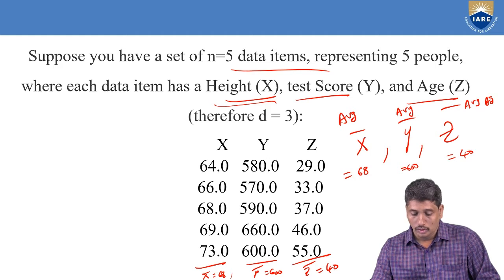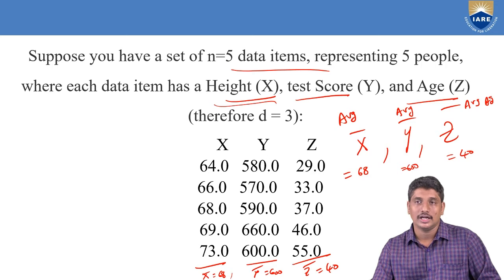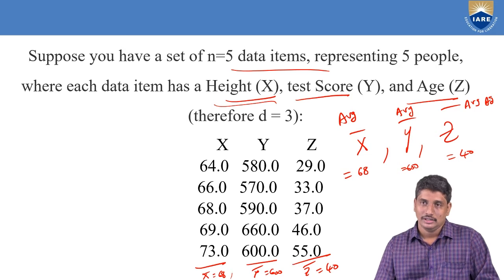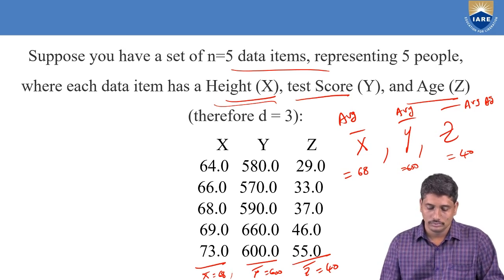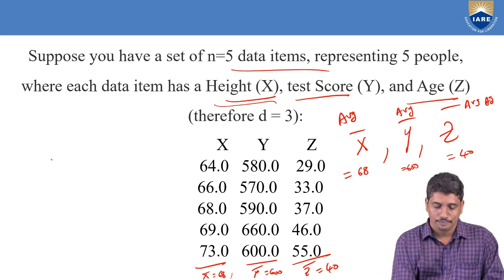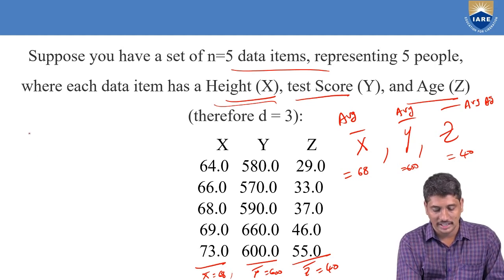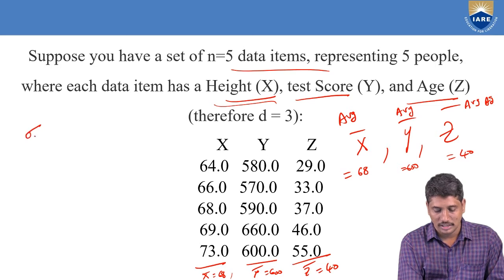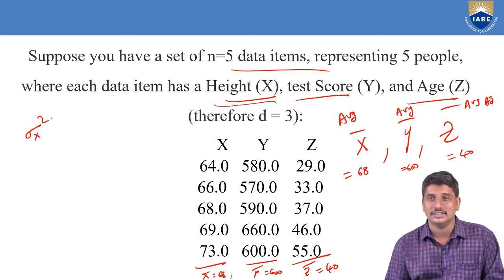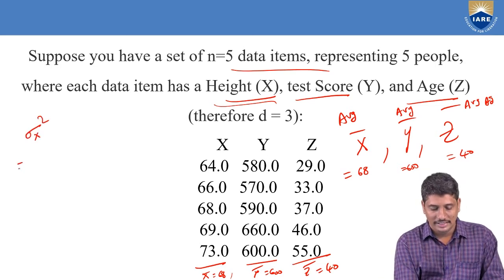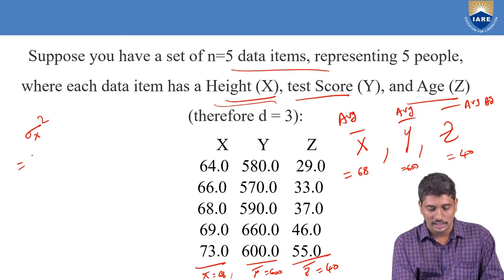Now we are going to calculate the variance of x, and I'll tell you how to calculate the covariance between x and y with a small example. See here, first, the variance will be calculated like this. Variance means sigma x square, which will be calculated with the help of the formula.